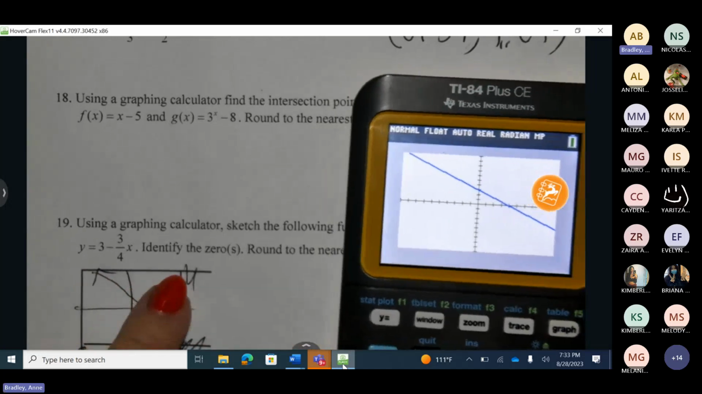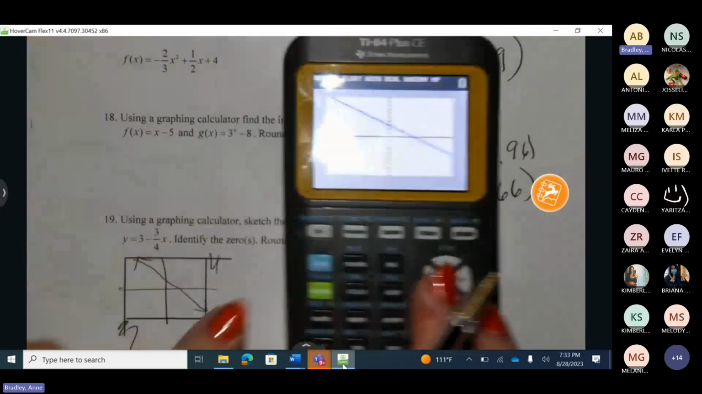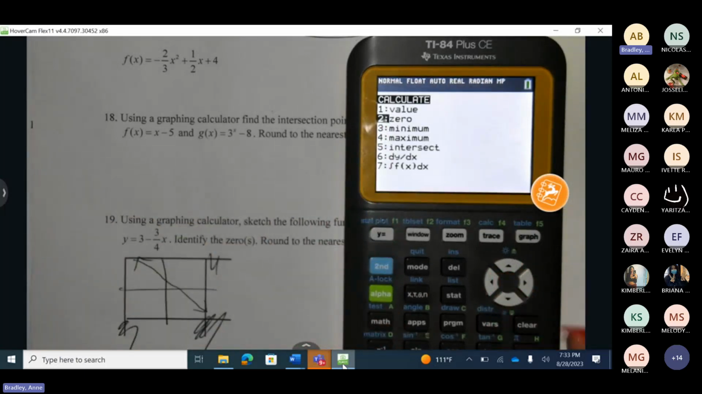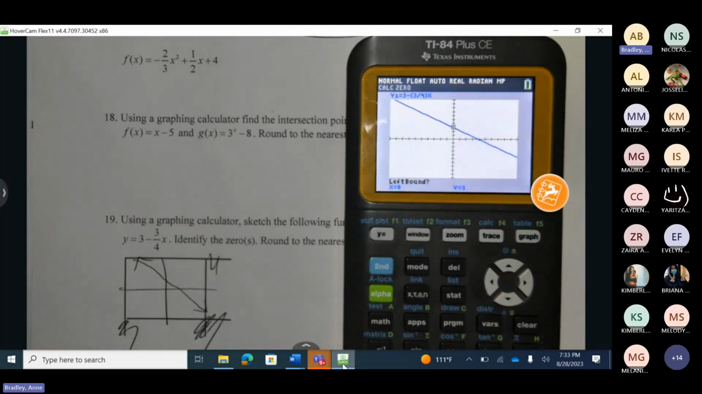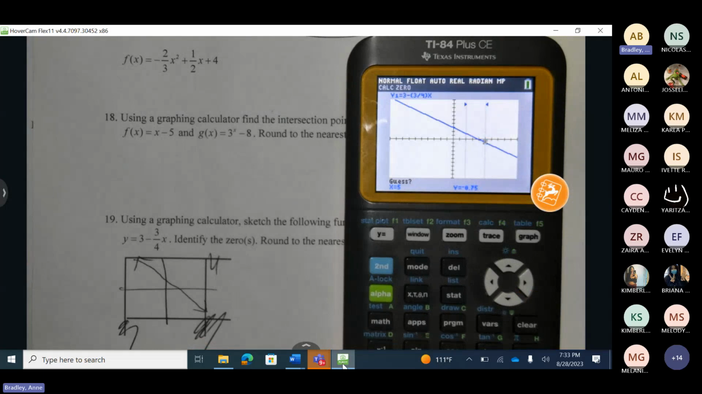Now it says to identify the zeros. There's only 1 zero. How do I identify the zero? Second trace, go to zero. I choose anywhere to the left here, like give me any one of those numbers. I'm going to do 2. And anywhere to the right, like maybe 5. Okay, and the zero is in between. I press enter, and the zero is 4.